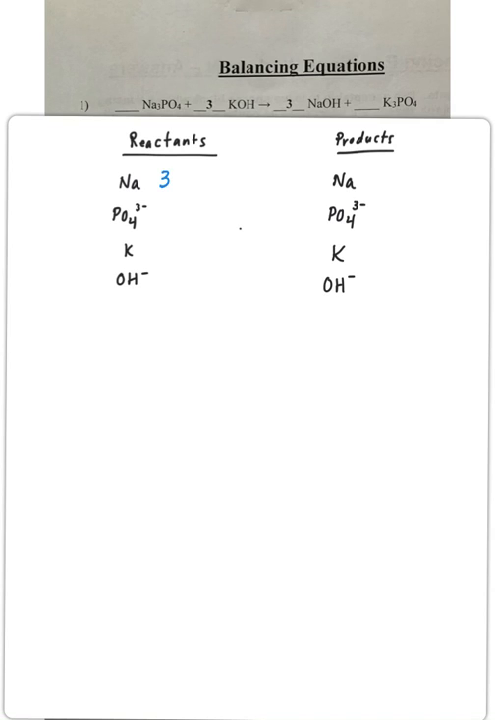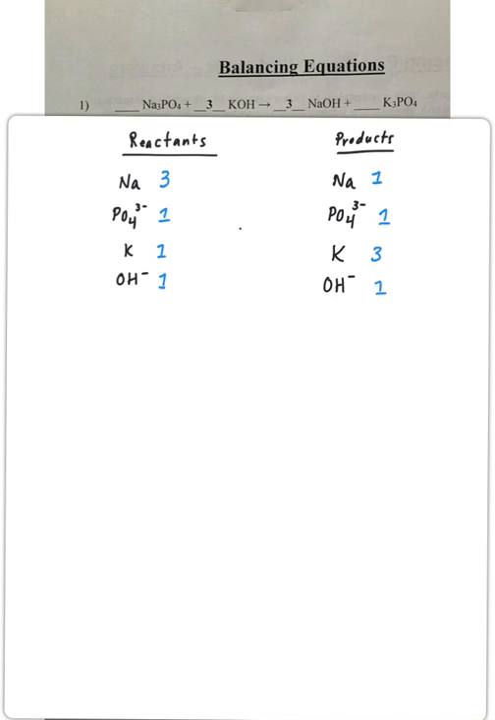We have 1 cluster of phosphate, we have 1 potassium, and we have 1 hydroxide ion before balancing. On the product side, we have 1 sodium, 1 cluster of phosphate, 3 potassiums, and 1 hydroxide before balancing.